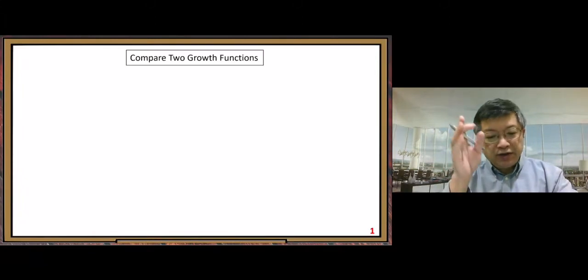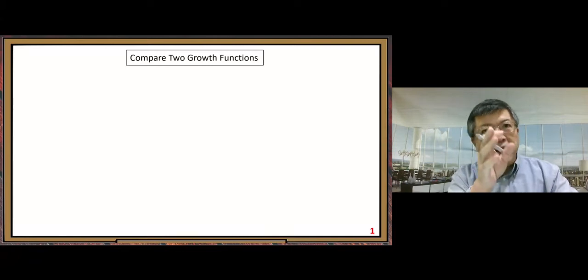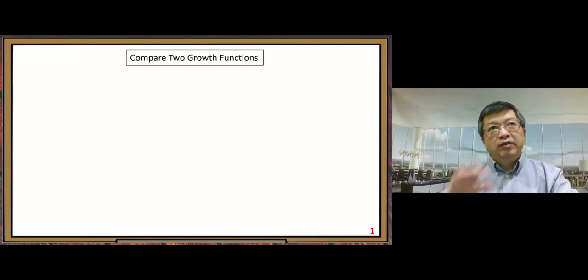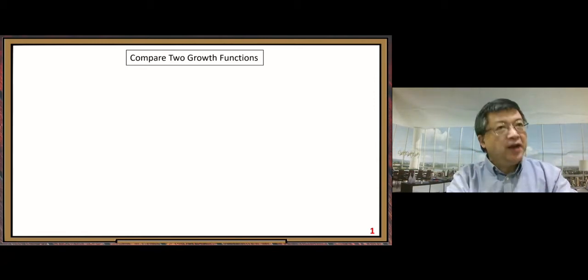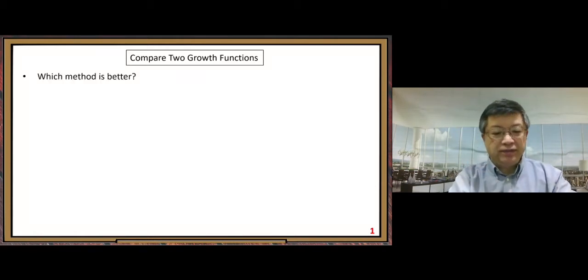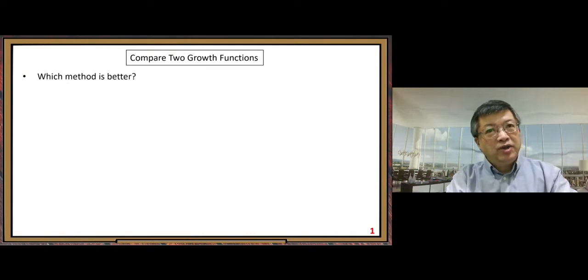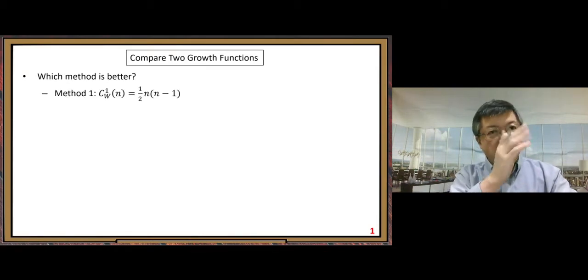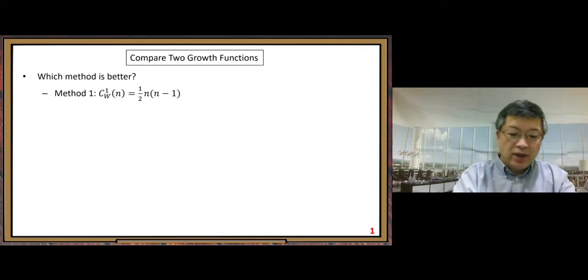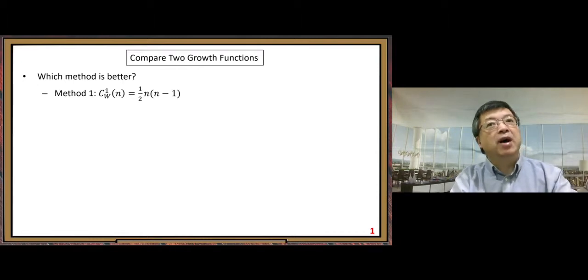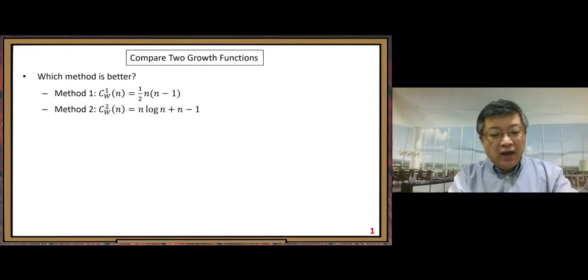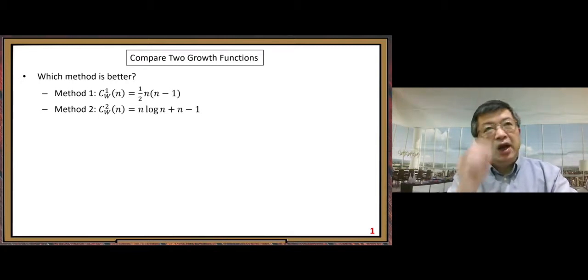First, let us look at where we are at this point. We just get the worst case counting functions from these two methods. Which one is better? Method 1, the worst case: C1W of n is 1/2 times n minus 1. Method 2: CW2 of n is n log n.